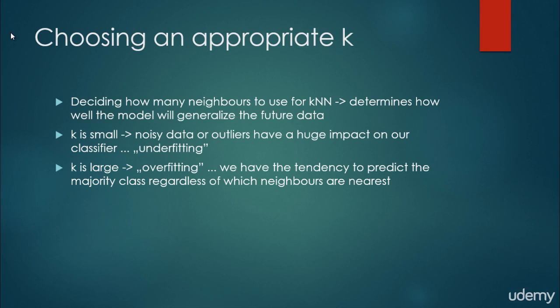So we have to choose an appropriate k, because deciding how many neighbors to use for kNN determines how well the model will generalize to future data. If k is very, very small, there is noisy data, or outliers have a huge impact on our classifier. It is called underfitting. If the k is very large, it is the overfitting problem. We have the tendency to predict the majority class regardless of which neighbors are nearest.